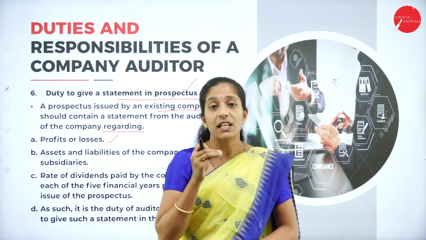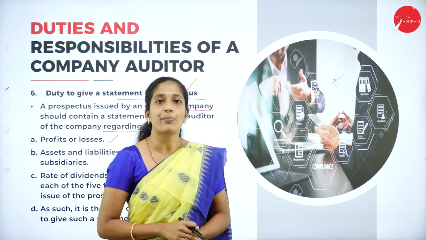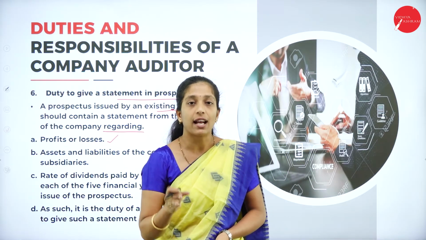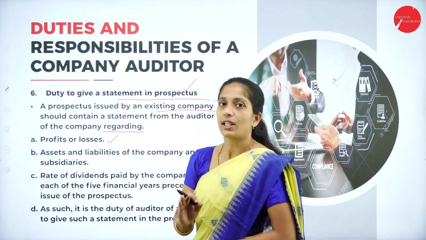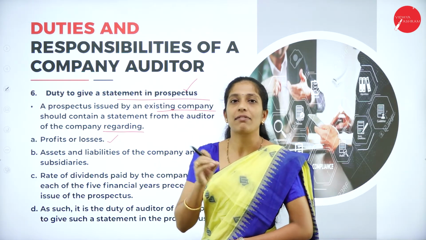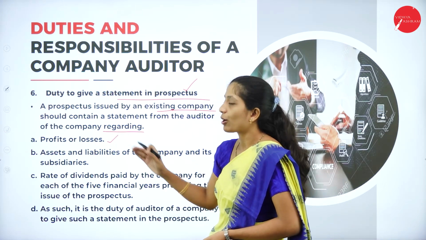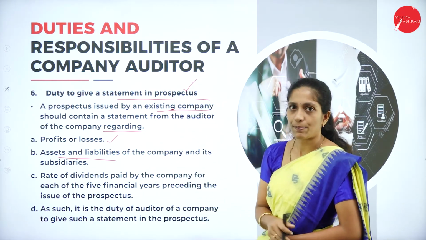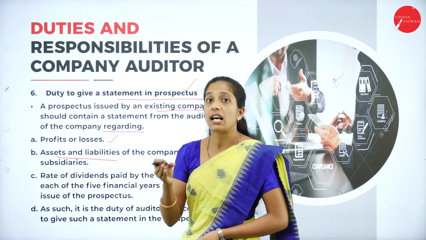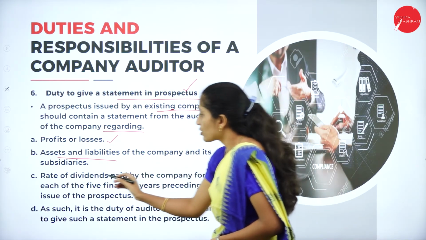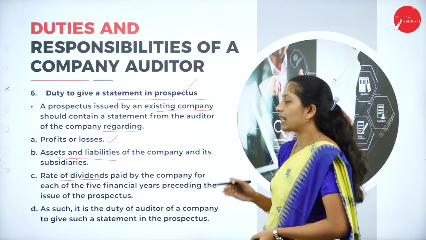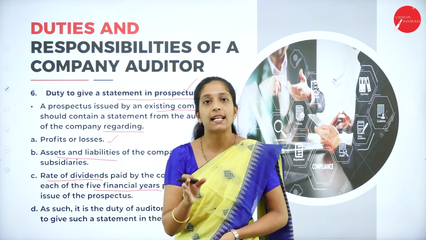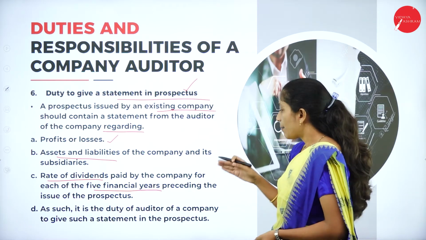Here the shareholders will believe that the company has done the auditing process and that whatever financial statements are presented by the company are true and fair. In the sense, it is more accurate. So for that, a statement of an auditor has to be given in the prospectus, including the profit or loss as well as the assets and liabilities of the company and its subsidiaries. If it has any branches, then their assets and liabilities too, and the rate of dividend. So what is the rate of dividend paid by the company for each of the 5 financial years? They have to present the dividends declared in the 5 financial years preceding the issue of the prospectus.